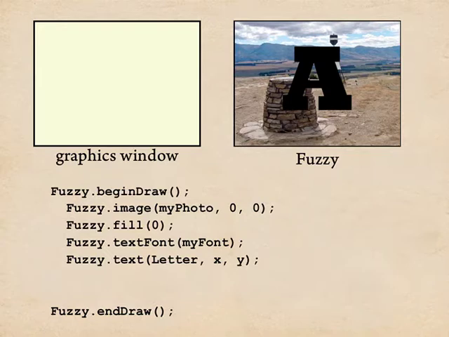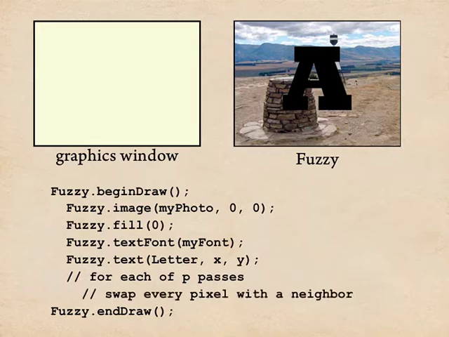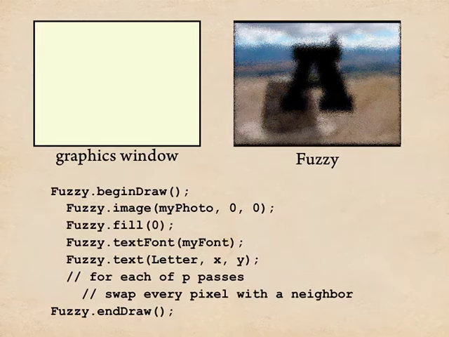Now comes the time-consuming part. I'm going to pass through the whole picture several times. So I'm going to visit every single pixel in the off-screen buffer over and over again. And every time I go through, I'm going to examine every pixel. And for every pixel, I'm going to swap it with one of its 4 neighbors. On a big picture, this can take a few seconds. But the result is this. A picture where the photograph and the letter have all been fuzzed and smeared out together.